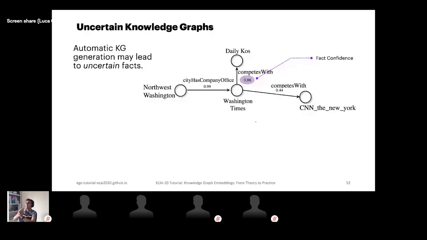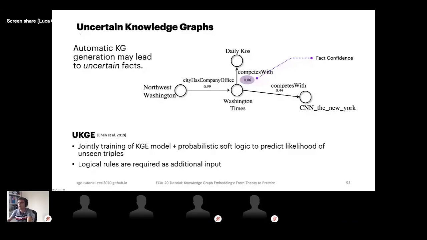Speaking of adding numeric values to edges, there is a specific type of knowledge graphs, which we call uncertain knowledge graphs. Uncertain knowledge graphs are knowledge graphs where each statement is associated with a level of confidence. This happens quite often when we process knowledge graphs that have been generated from an automatic pipeline. And it's interesting to know that there are models that are designed to learn from these types of graphs.